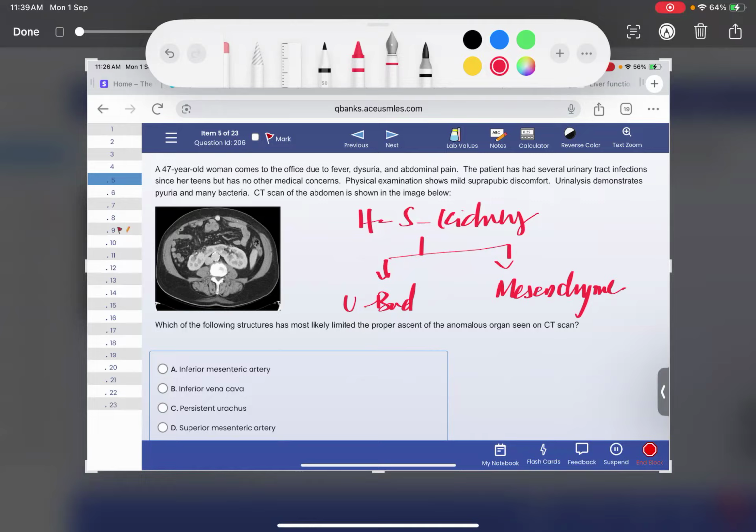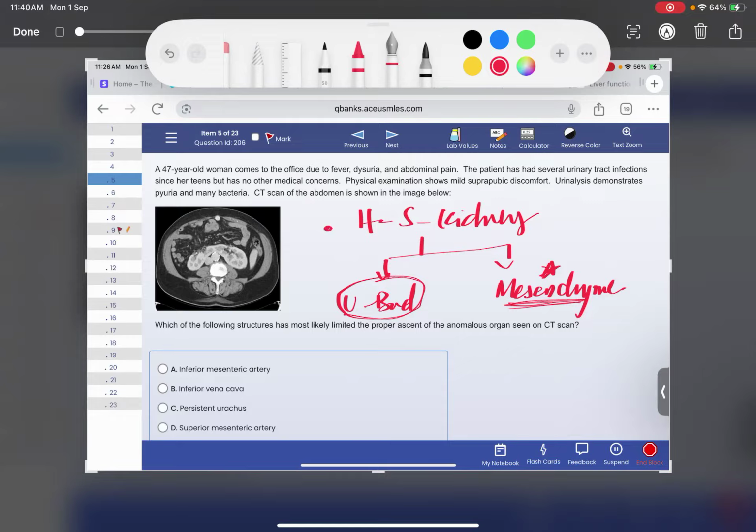Is it because of the ureteric bud or the mesenchyme? It's simple. It's the mesenchyme, because we have abnormal migration of cells between the left and right mesenchyme, and they will fuse both kidneys.